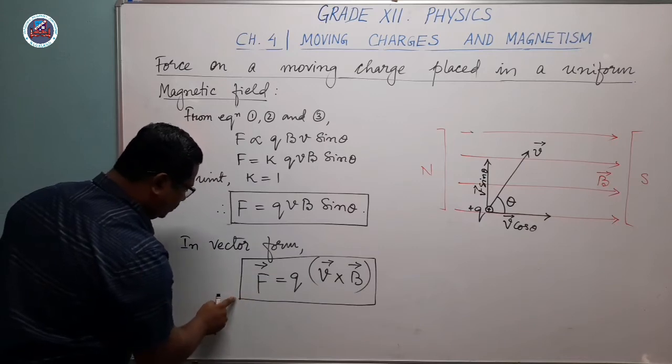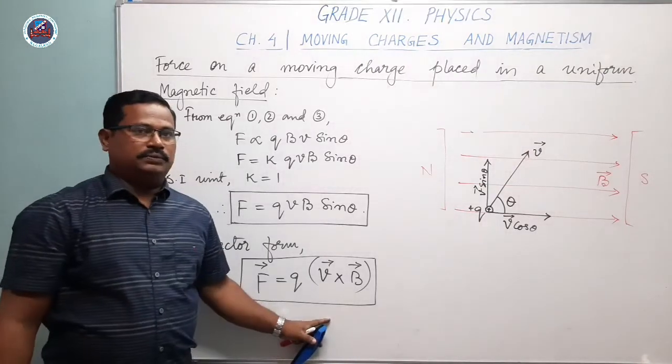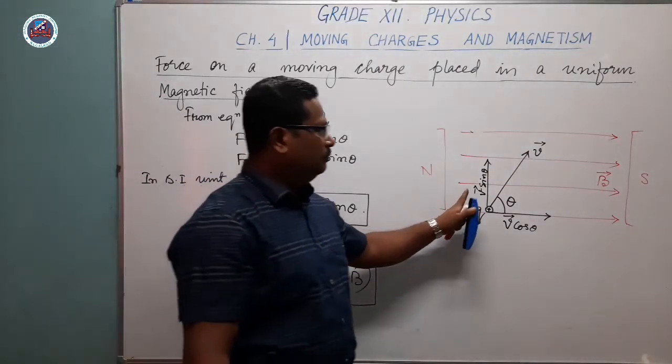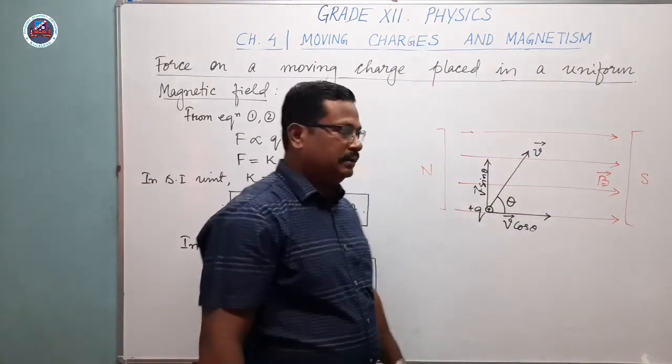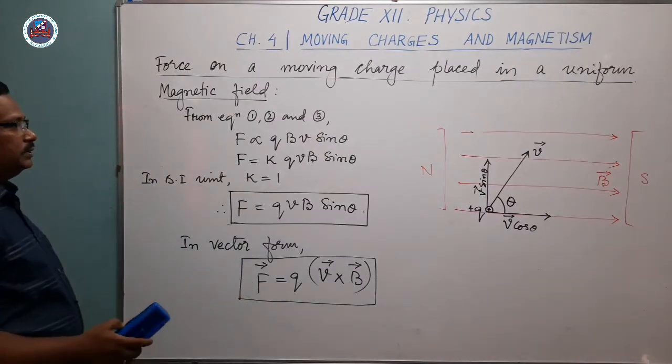And this force is also popularly known as the magnetic Lorentz force. This force is the magnetic Lorentz force. It is due to the magnetic field. The force is produced due to the magnetic field. And this force we call the magnetic Lorentz force.